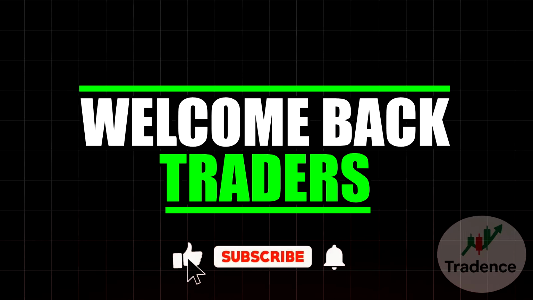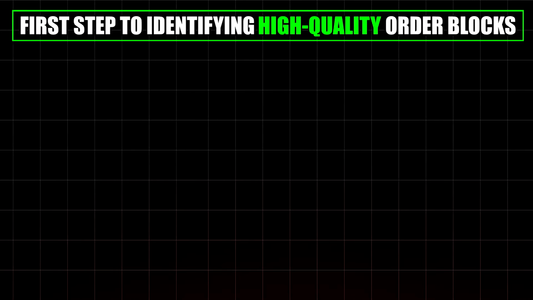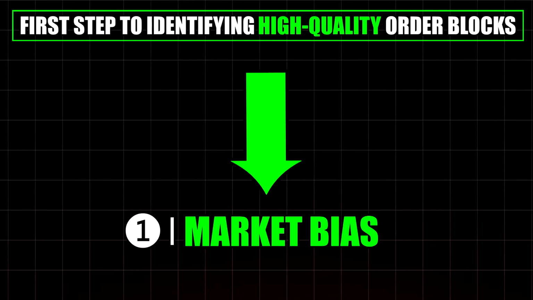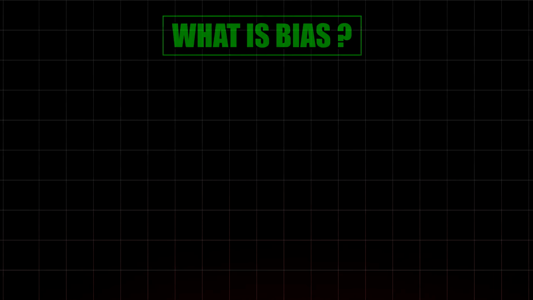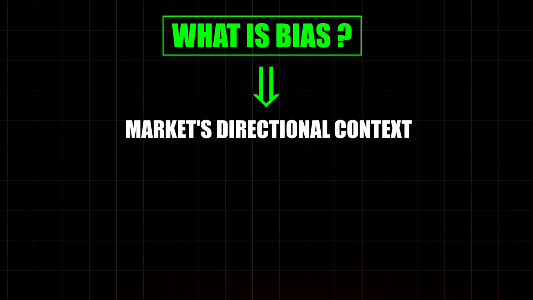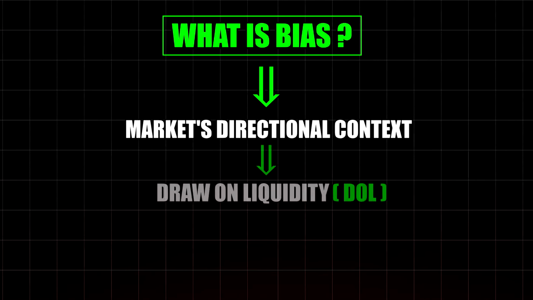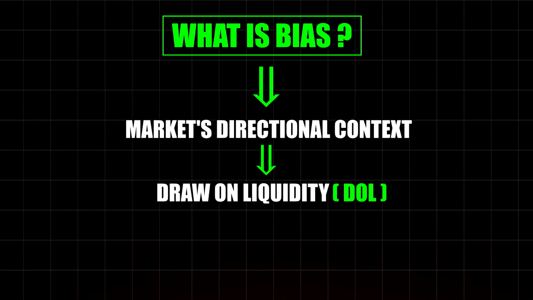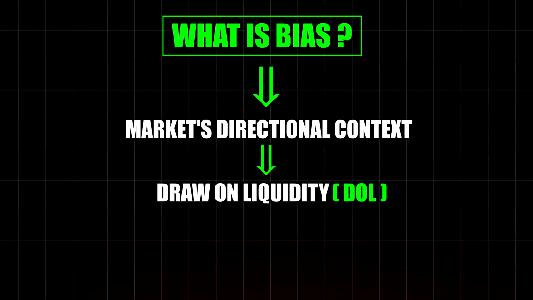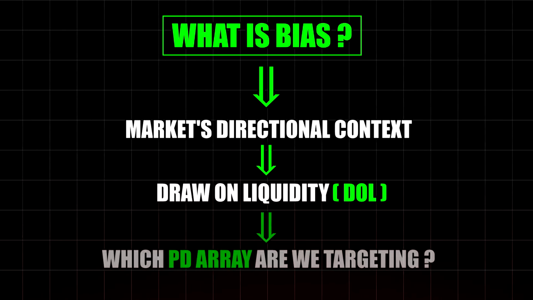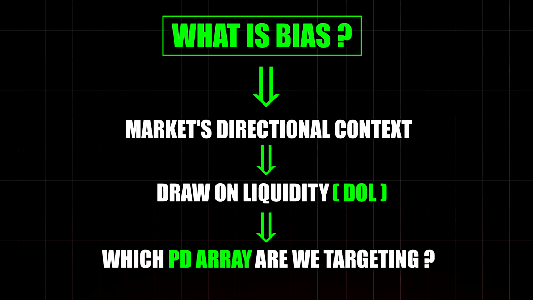Welcome back, traders. We're kicking off this course with the very first step to identifying high-quality order blocks, which is market bias. Bias refers to the market's directional context. Essentially, it's where price is likely being drawn toward, also known as the liquidity target or draw on liquidity. So, which price delivery PD array are we targeting?